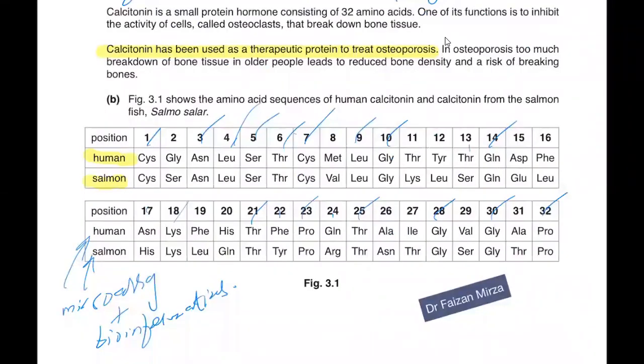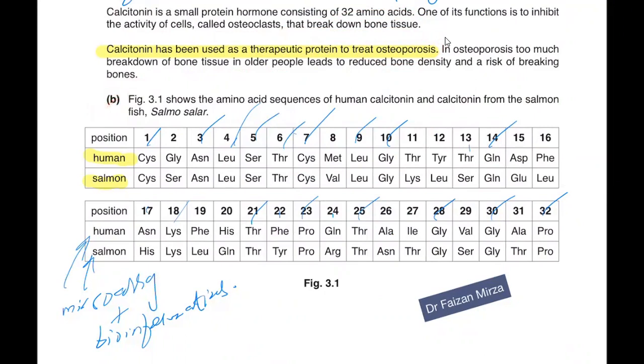Calcitonin is a small protein hormone consisting of 32 amino acids. One of its functions is to inhibit the activity of cells called osteoclasts that break down bone tissue. So we know that osteoclasts are cells that break the bone tissue. Calcitonin has been used as a therapeutic protein to treat osteoporosis. Osteoporosis is a disease in which too much breakdown of bone tissue occurs in old people, leading to reduced bone density and a risk of broken bones.